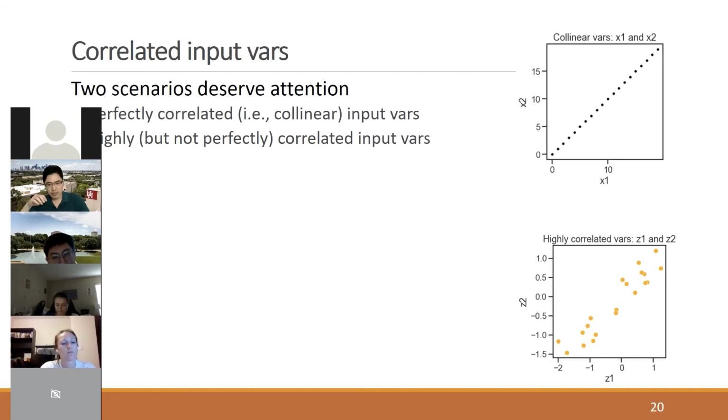What does collinear mean, or what does a perfect correlation mean? The two variables have perfect correlation when the correlation coefficient is 1 or -1. It's perfectly collinear. When a variable changes, the other variable changes accordingly and in a perfectly consistent way.